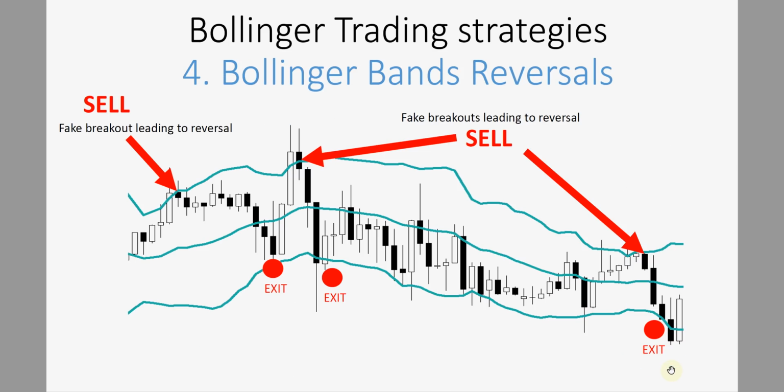Last but not the least of our strategies today is the Bollinger Band reversal. So what is the Bollinger Band reversal? You can take a short position when you see a fake breakout leading to reversal. So that's a fake breakout, it leads to a reversal. You can short here. Similarly here, there's a fake breakout and the reversal, you can short. Fake breakout, reversal, you can short and exit your position at the lower band. If you are aggressive, exit your position at the middle band. If you are conservative, exit at the middle band.